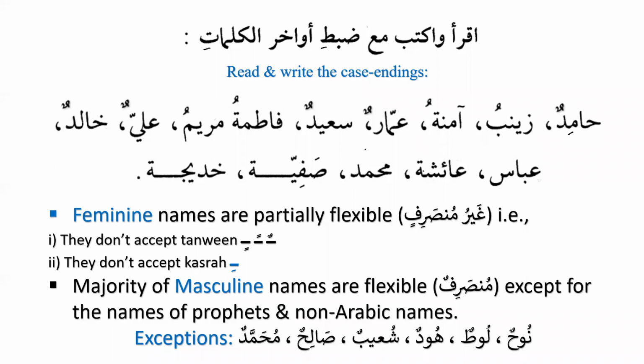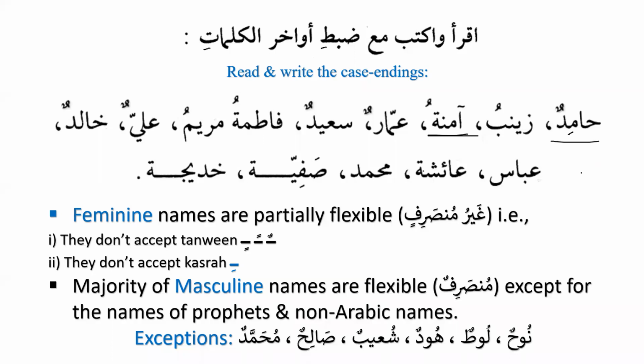So whenever you discuss a noun, try to repeat all the 3 endings. For example, Hamidun, Hamidan, Hamidin, but Zainabu, Zainaba, Zainaba, Aminatu, Aminata, Aminata, so that you get used to it. We need to get used to it because these are used a lot in the Quran. So that's why our target is the Quran, so that we get used to it.